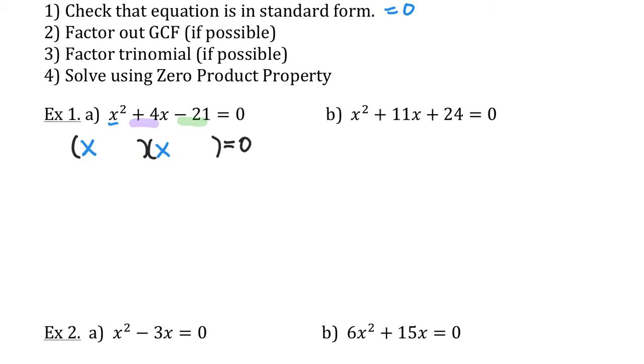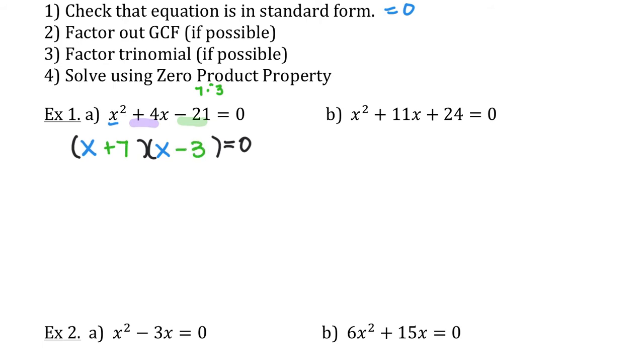I could do 7 times 3, but one of them has to be negative, and I need it to add up to positive 4. So let's try to make the smaller number negative. 7 times negative 3 is negative 21. 7 minus 3 is positive 4. Okay, so my numbers must be positive 7 and minus 3. Okay, now I factored it.